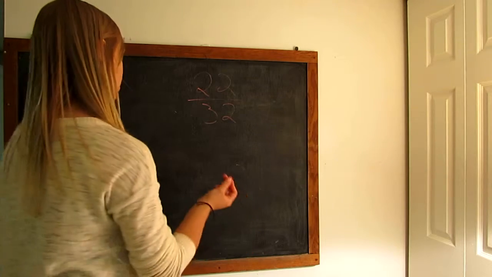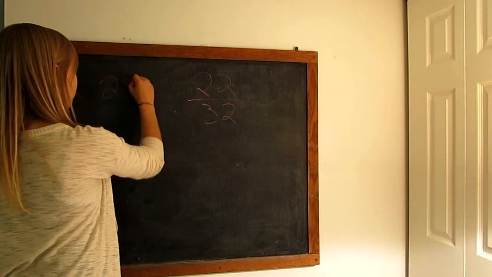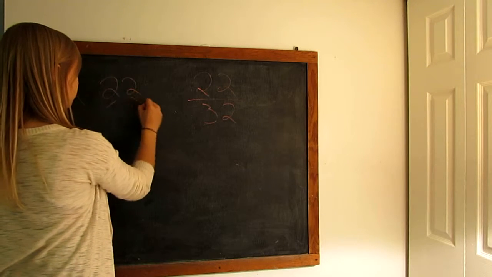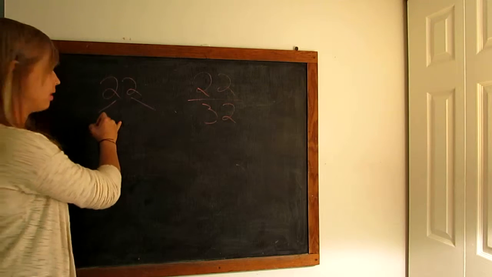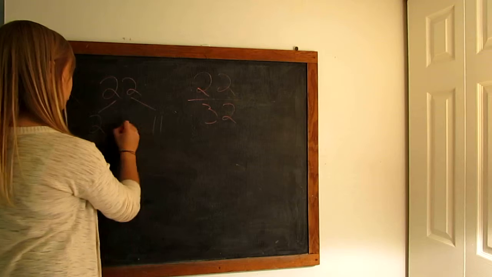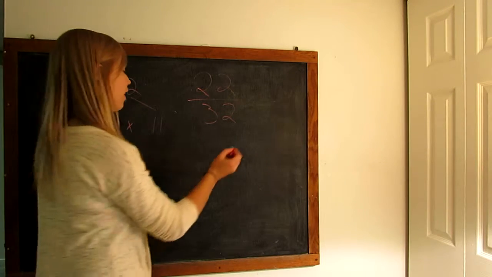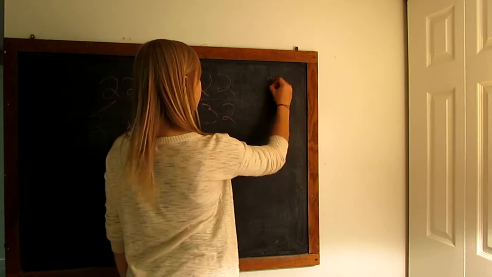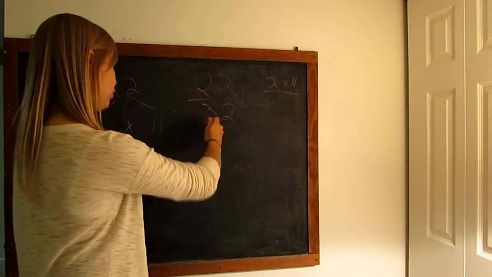So starting with 22, we'll use the tree branch factoring method. 22, break it into 2, and this one's actually going to be pretty easy because we know that 2 is going to go into 22, and 2 times 11 is 22. And these are both prime numbers, so that would be as far as we can factor this. So we would write this here, 2 times 11. It's going to go over 32 once we factor it.